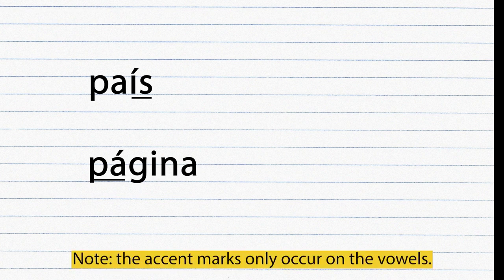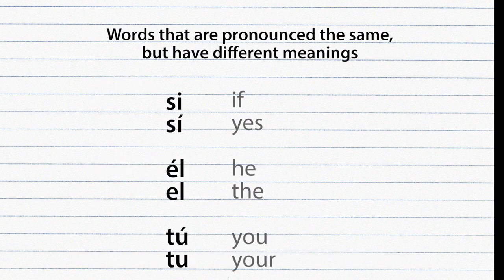If a word doesn't follow the two rules, the vowel on the louder syllable will have an accent mark. For example, país. This word ends with an S letter. We learned that if a word ends with a vowel or N, S letter, the stressed syllable is next to the last. But this one doesn't follow the rules, so it has an accent mark to tell us which syllable is the louder one. Another example? Página. This word has three syllables. If it followed the rules, the stressed syllable should have been the next to the last. And the accent marks only appear on the vowels. Another important use of accent marks is to differentiate between words that are pronounced the same but have different meanings.